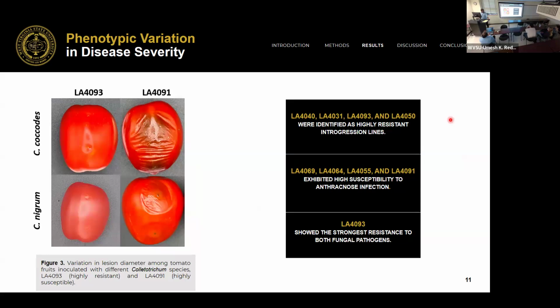With the phenotypic evaluation, we identified a line, LA4093, that shows very minimal lesion development in both the strains, compared to a susceptible line, LA4091, which shows significant anthracnose damage after 6 days of inoculation. So LA4093 was selected as a highly resistant line. And further, we did the analysis using the cultivable parent LA3475 and the resistant line LA4093.